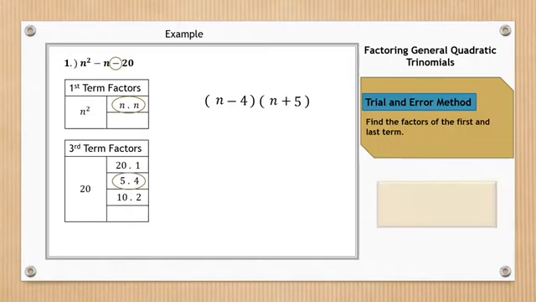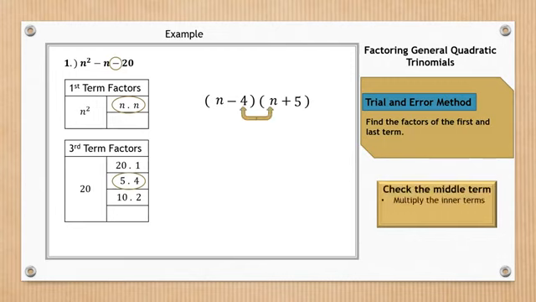So let's check the middle term. So how do we check the middle term? You multiply the inner. So that is negative 4 times n. That is negative 4n. Next, multiply the outer. That is n times 5. That is positive 5n. Then you add the result.